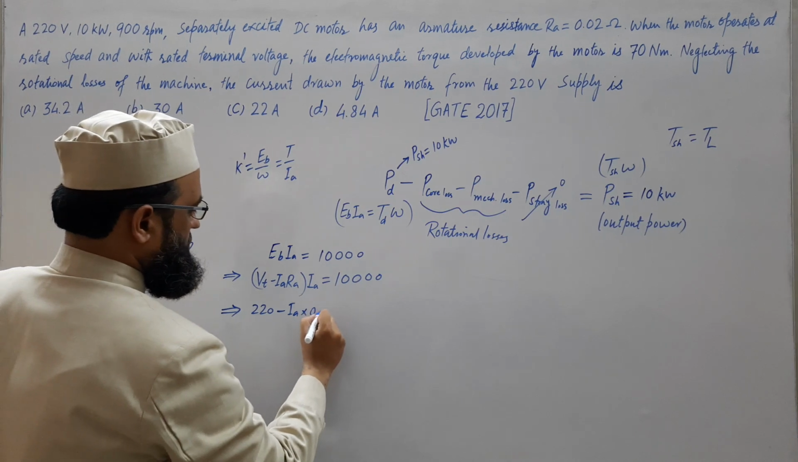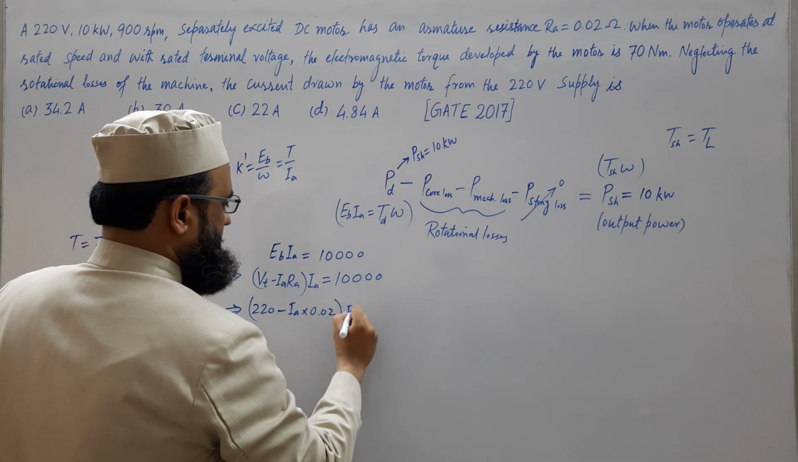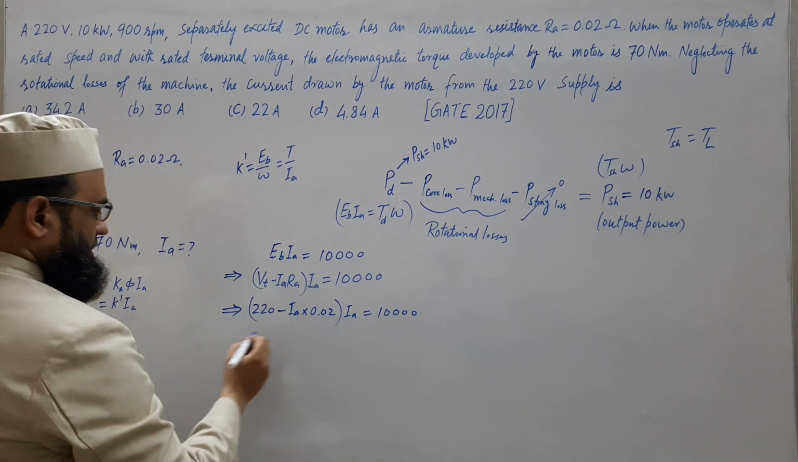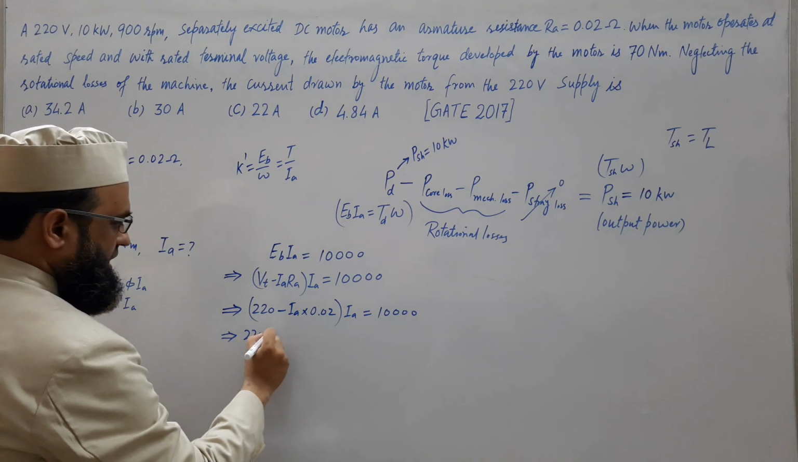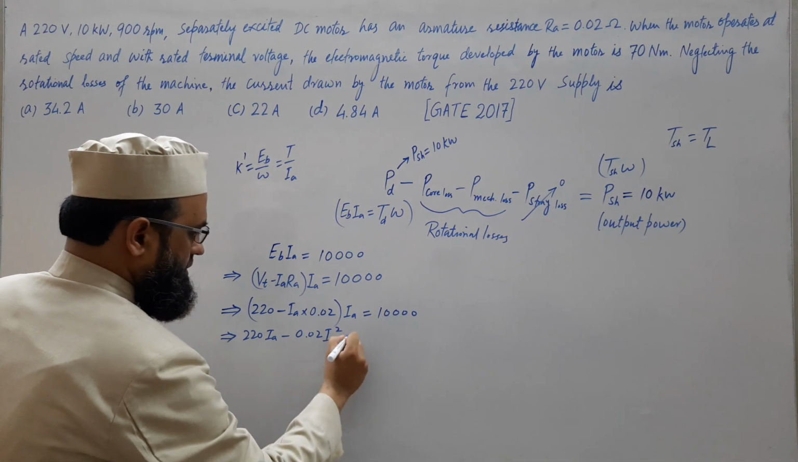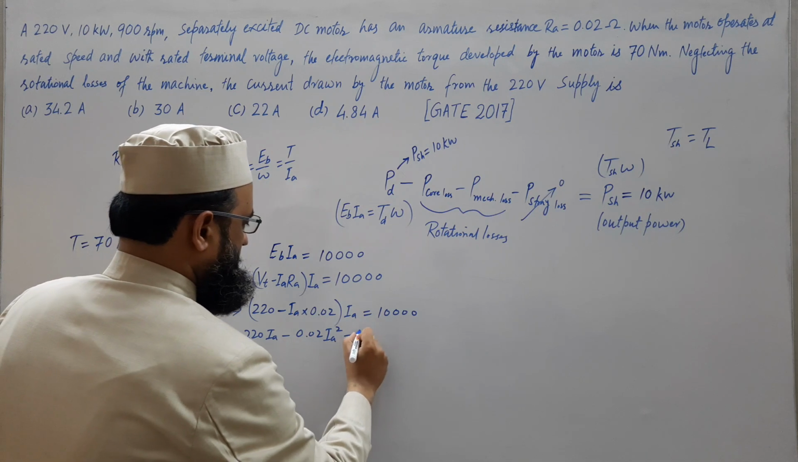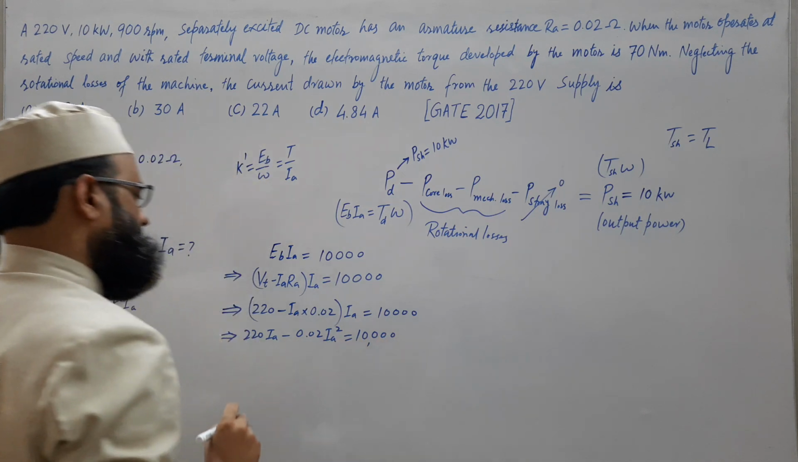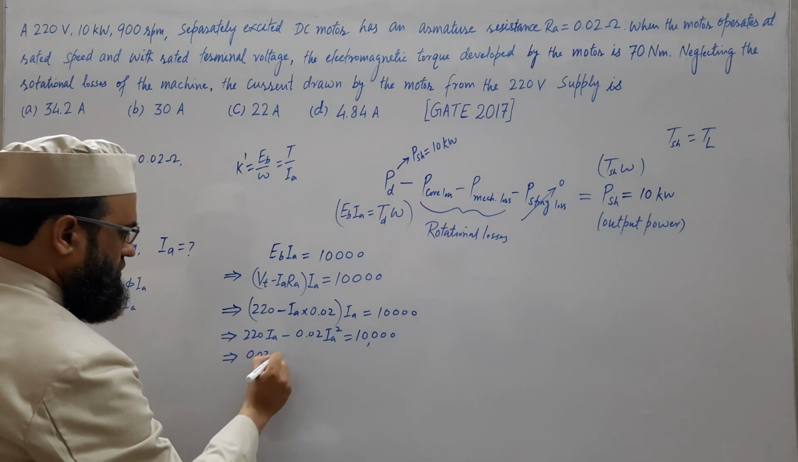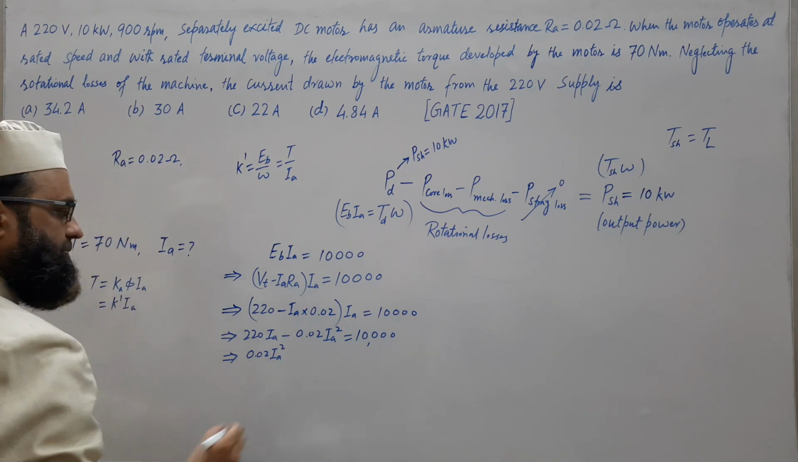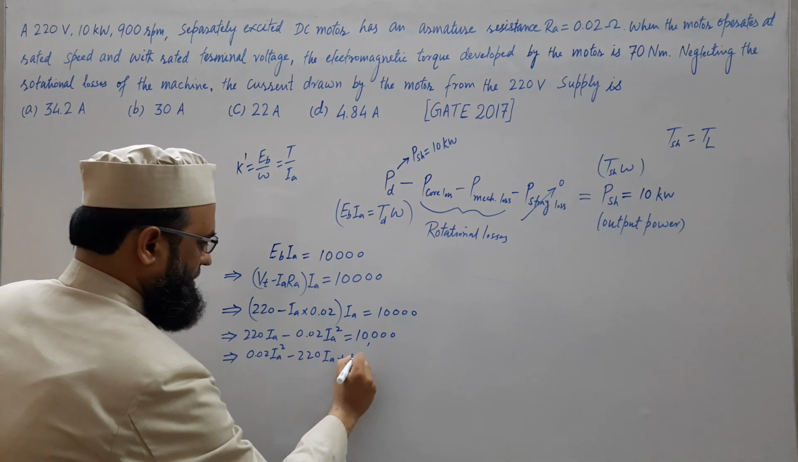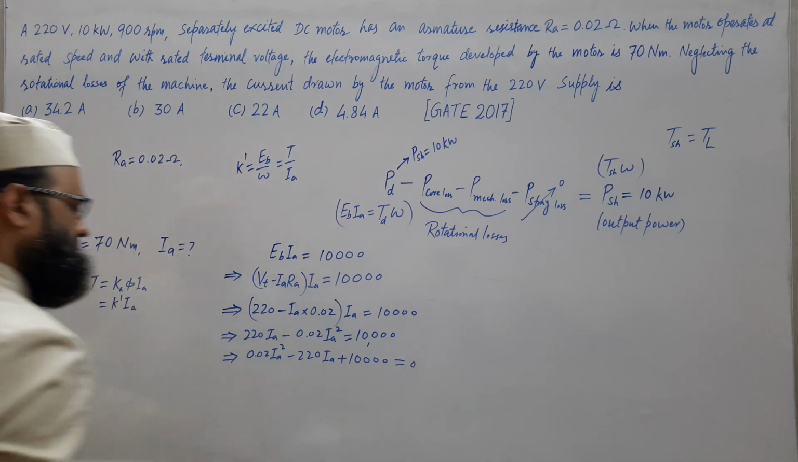Okay, so just to solve for this, it implies (220 minus Ia times Ra, which is 0.02) times again Ia is equal to 10,000. This will be 220 Ia minus 0.02 Ia square is equal to 10,000, right? So take this side, so this will be a quadratic equation: 0.02 Ia square minus 220 Ia plus 10,000 is equal to 0.